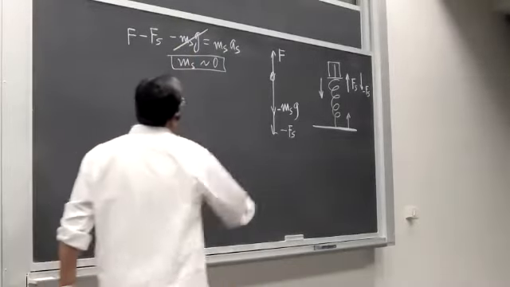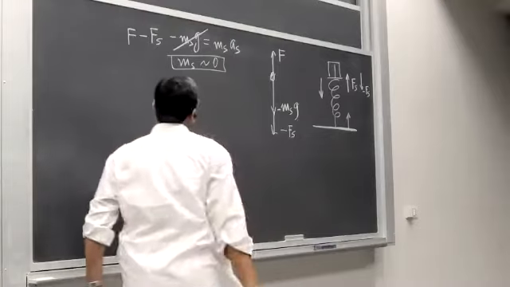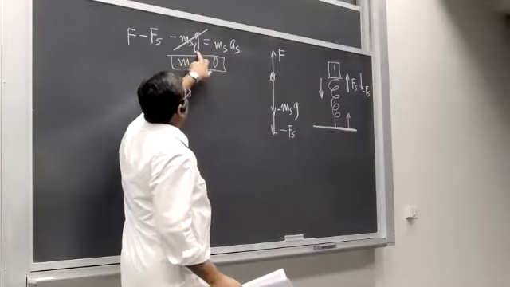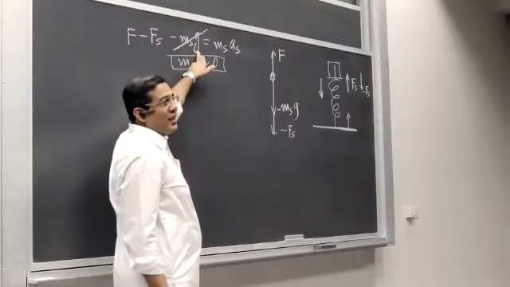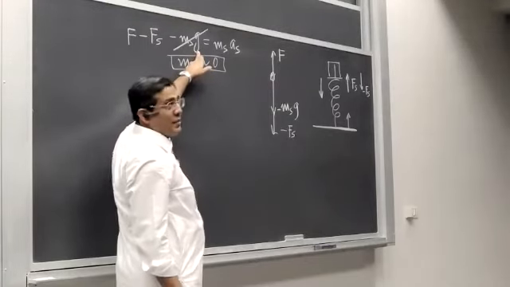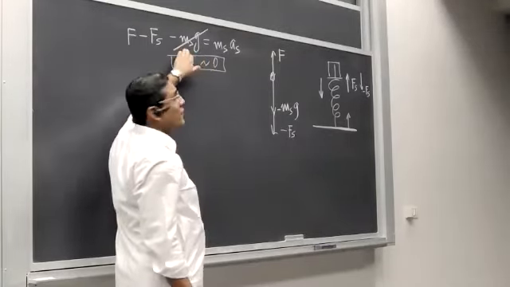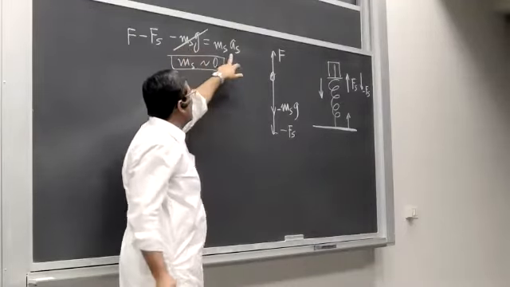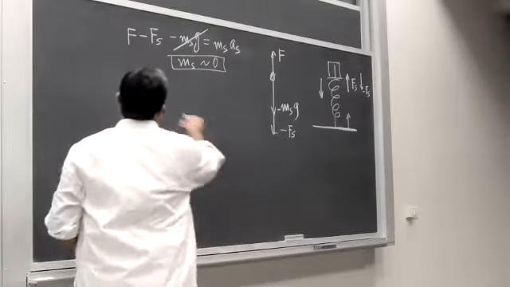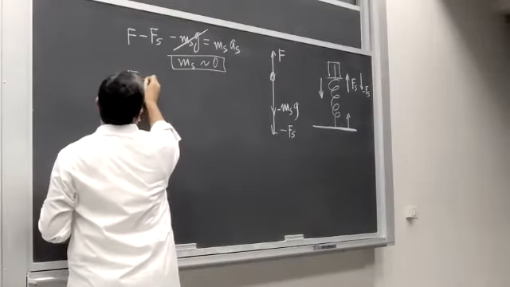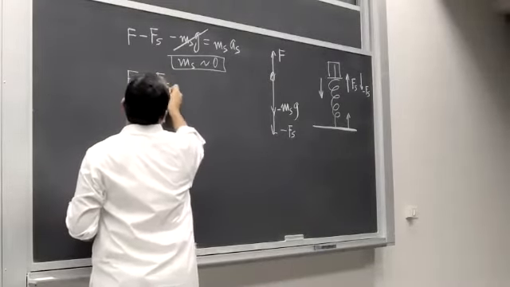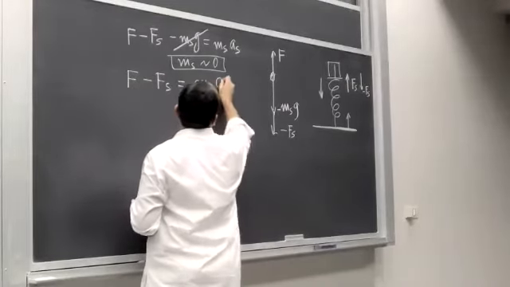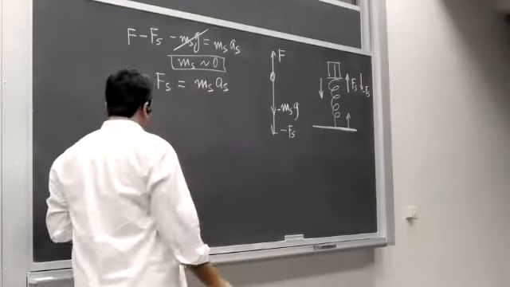We can't ignore this term because AS can be anything. AS can be large. But G is a fixed number, with a value of 10 meters per second squared, multiplied by a very, very small value. This definitely gives us a small term. This is not small, it can be very large. So the equation simplifies to F minus Fs equals MS AS.